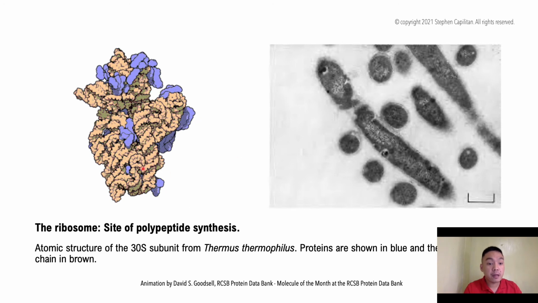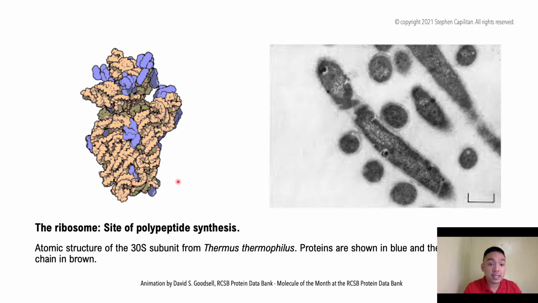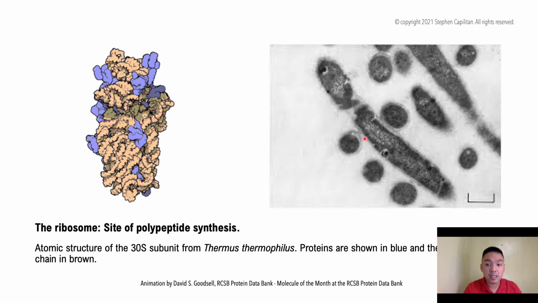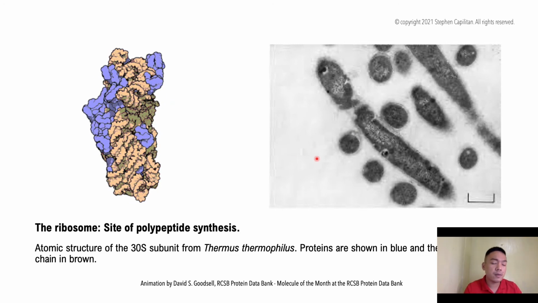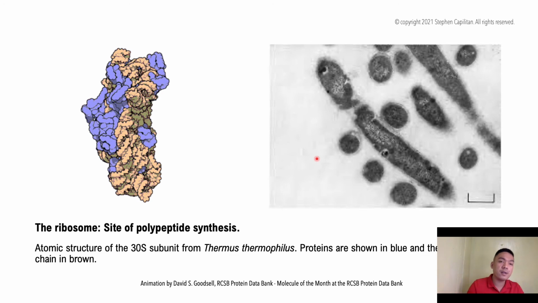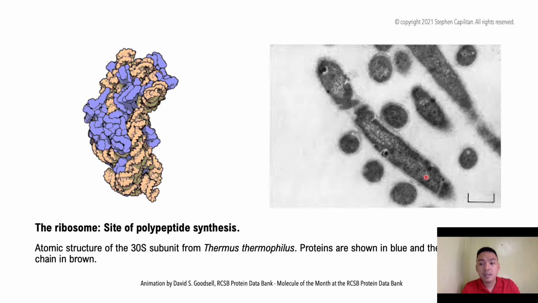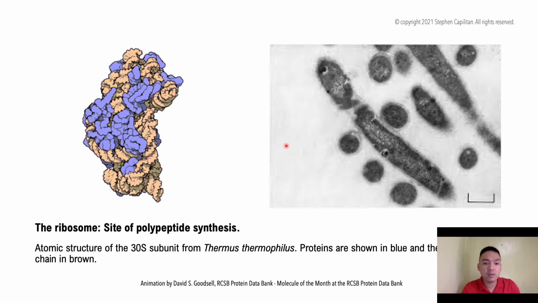This is a ribosome, the atomic structure of the 30S subunit of Thermus thermophilus, a gram-negative bacterium, which is very useful in a large range of biotechnology applications, like its use as a model organism, in genetic manipulation, and in structural genomics. It's very useful.